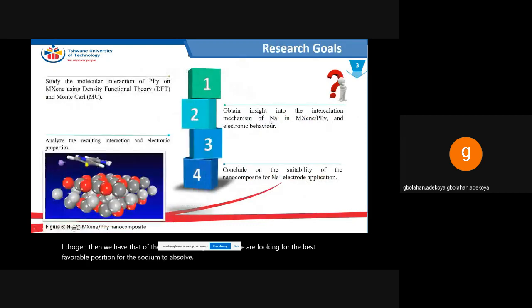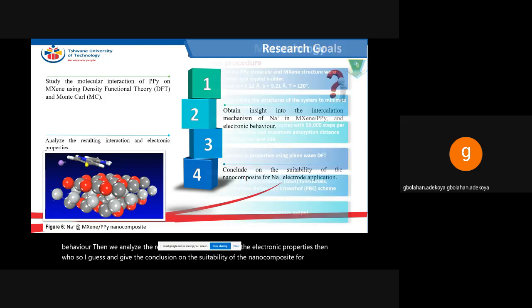Based on that, what is the research goal? First, we want to study the molecular interaction of the polymer, polypyrrole, on MXene using DFT and Monte Carlo. Then we obtain an insight into the intercalation mechanism of the sodium within the nanocomposites, and also investigate the electronic behavior. Then we analyze the results of the interaction and the electronic properties, then we'll give the conclusion on the suitability of the nanocomposite for sodium electrode application.